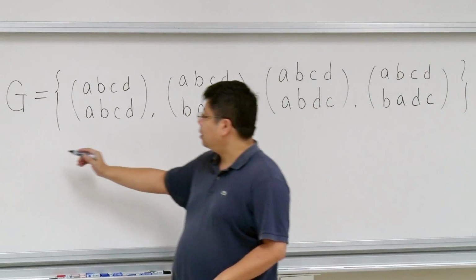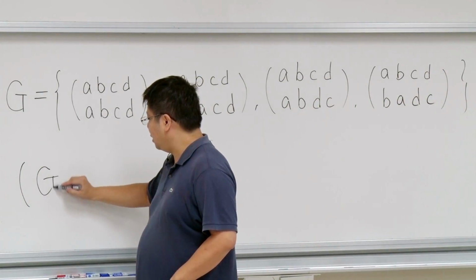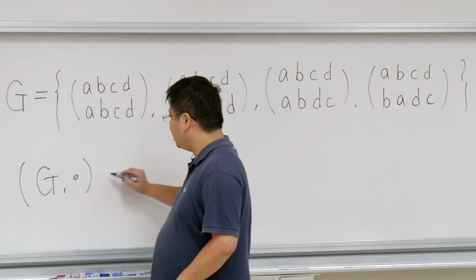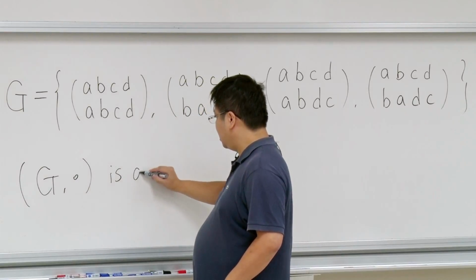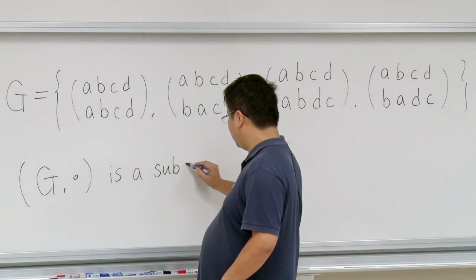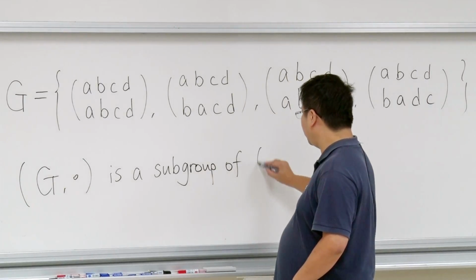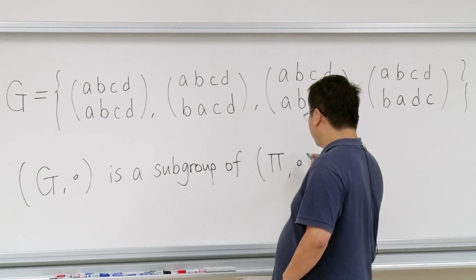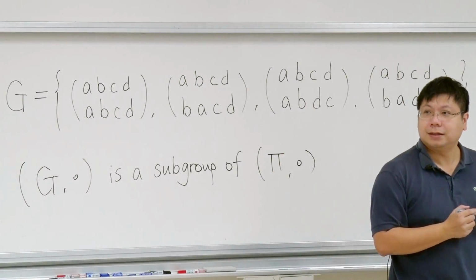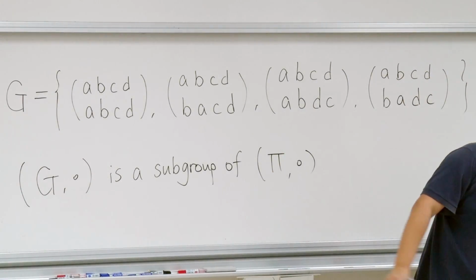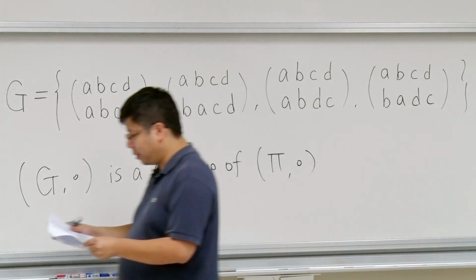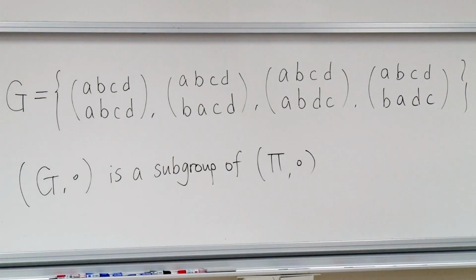So we have G, and then this operator is a subgroup of this pi and then this operator. Okay, that's it. Okay, now Burnside. Let me see what is Burnside. Oh, one more thing.